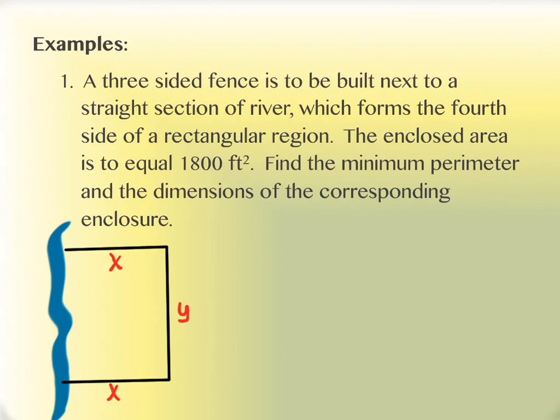Now, the question says, sorry, one more thing then. It says the enclosed area is equal to 1,800 feet squared. So the area equals 1,800 feet squared. All good? Okay, so we're just kind of piecing this together as we go. It wants us to find the minimum perimeter.